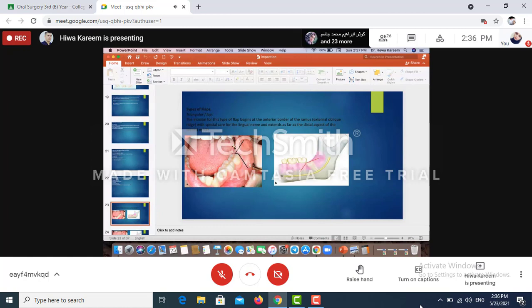And on the lingual side, you must take care of the lingual nerve, because if the lingual nerve is injured it leads to loss of sensation in the lingual side of the mouth and the anterior two-thirds of the tongue. Loss of sensation in the anterior two-thirds of the tongue on the same side, and the mucosa on the lingual side on the same side.